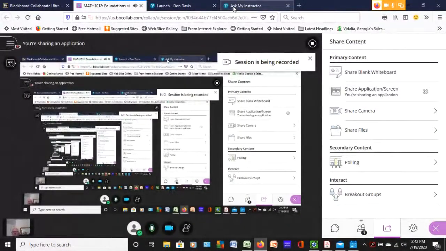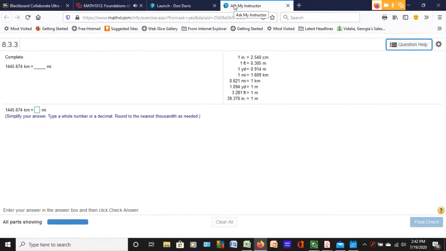Okay, so this problem is chapter 8, section 3, and it's a unit conversion problem. And we're being asked to convert from kilometers to miles. And handily enough, they give us on the panel a couple of conversion factors that we might consider to use. And I'm just going to jot them down on my pad.